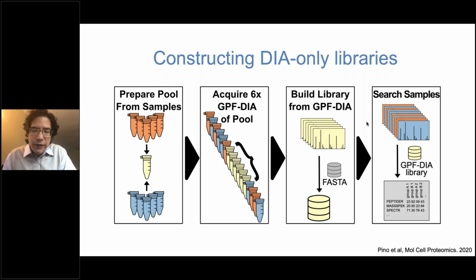So this strategy develops in-house libraries on your samples, but instead of using 39 SCX and high pH reverse phase fractions, which are highly difficult and intensive to acquire, you're just doing 6 gas phase DIA experiments, which are much easier because all you're doing is tuning your instrument to acquire the gas phase fractionation methods.